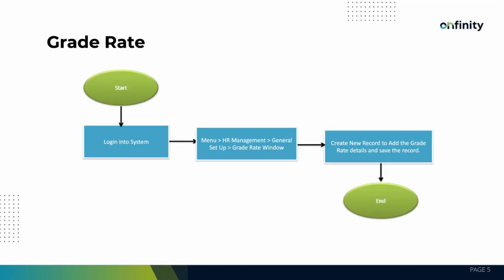Now, let's walk through the steps to set up a grade rate. You will log into the system as an admin, navigate to the menu, and from there, go to HR Management. Then, select General Setup and open the grade rate screen. Click Create New Record to enter the grade rate details. You will fill in the required information for the grade rate. Then, click Save to store the record.